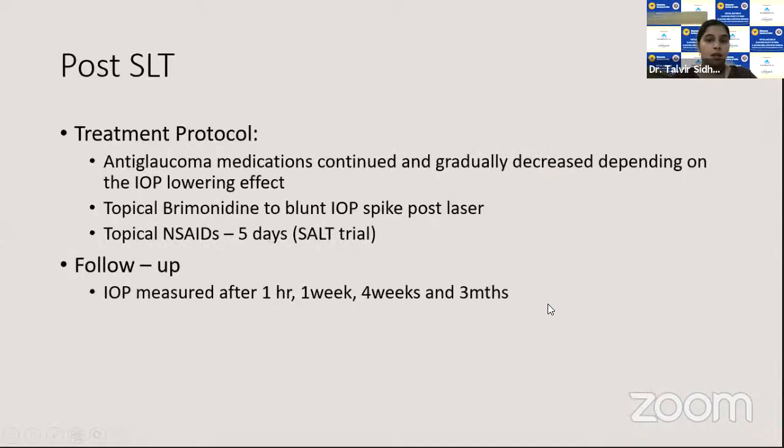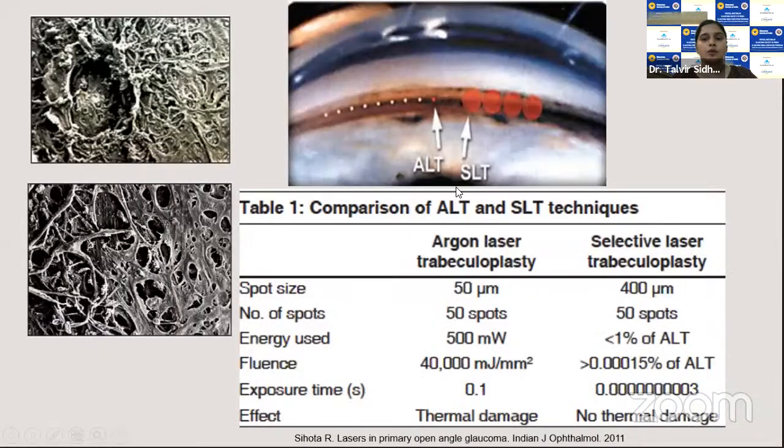So when you compare the argon laser trabeculoplasty with SLT on electron microscopy, you can actually see craters formed on the trabecular meshwork when you have used ALT.